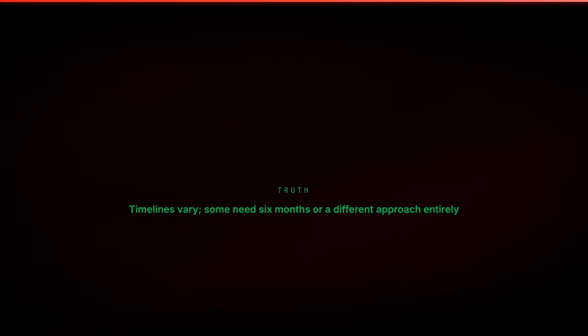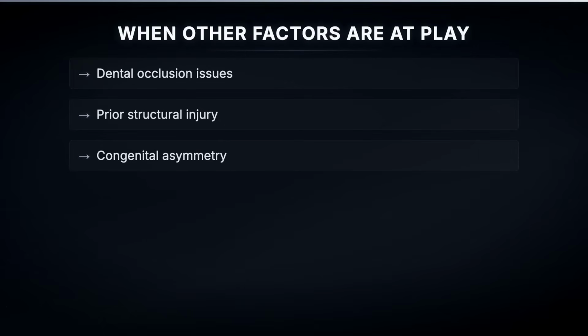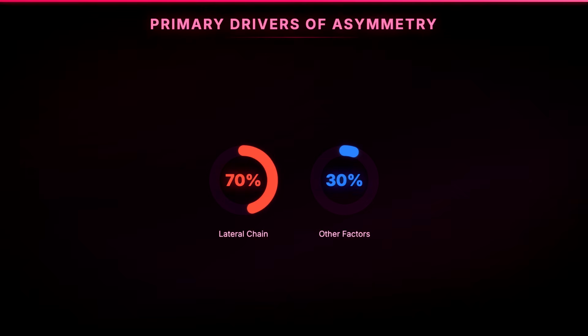Let's talk about the exceptions, because there always are some, and pretending otherwise would be its own kind of dishonesty. Not everyone who does the 60-second stretch every day for 90 days sees a measurable shift in the mirror. Some people see it in 30 days. Some people need 6 months. Some people are dealing with an asymmetry that has a different primary driver entirely. A dental occlusion issue, a previous injury, a structural difference present since birth.